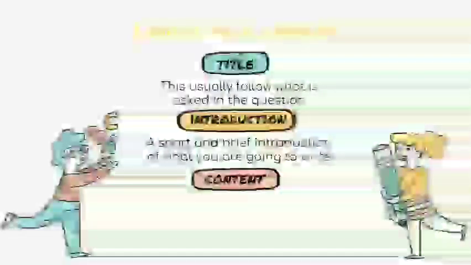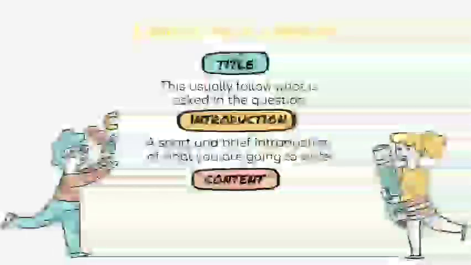Next one, you should write down the introduction. The introduction should be short and brief, and it should contain what you are going to write. One sentence is more than enough. The content. Here is the most important part of your leaflet. This is where you give out your important information.